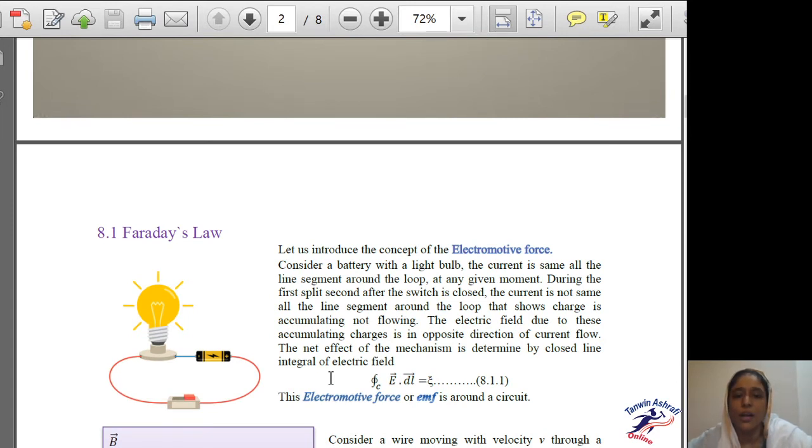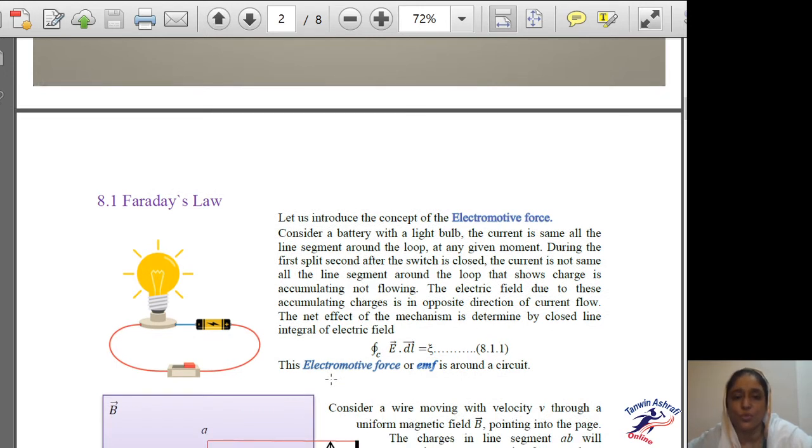Faraday law. Let us introduce the concept of electromotive force. Now consider a battery with a bulb as shown in the figure. The current is the same all over the line segment around the loop at any given instance of time. During the first split second after the switch is closed, the current is not the same along all the line segments around the loop. That shows the charge is accumulating, not flowing.